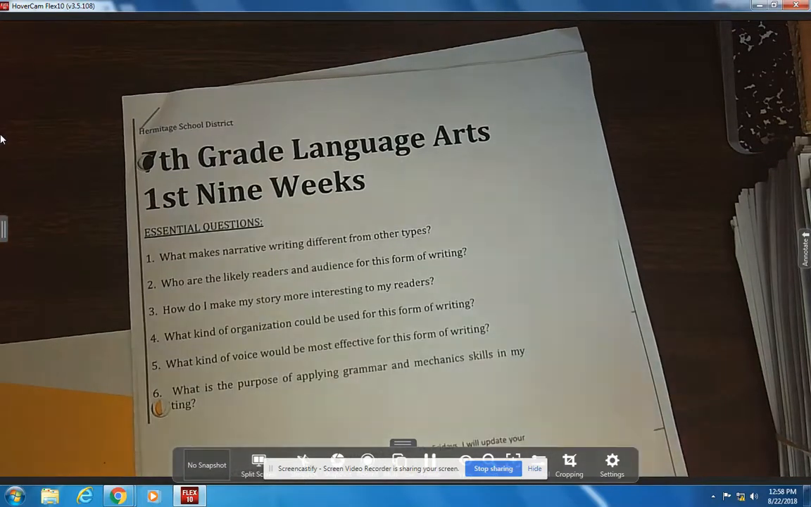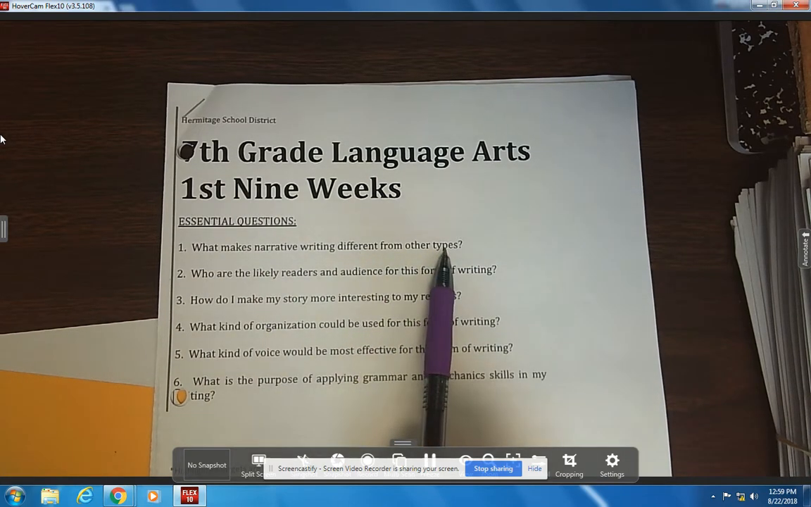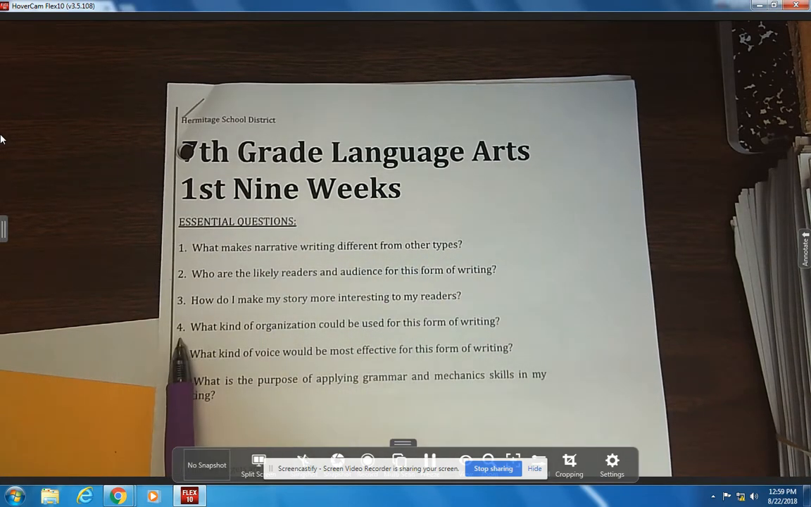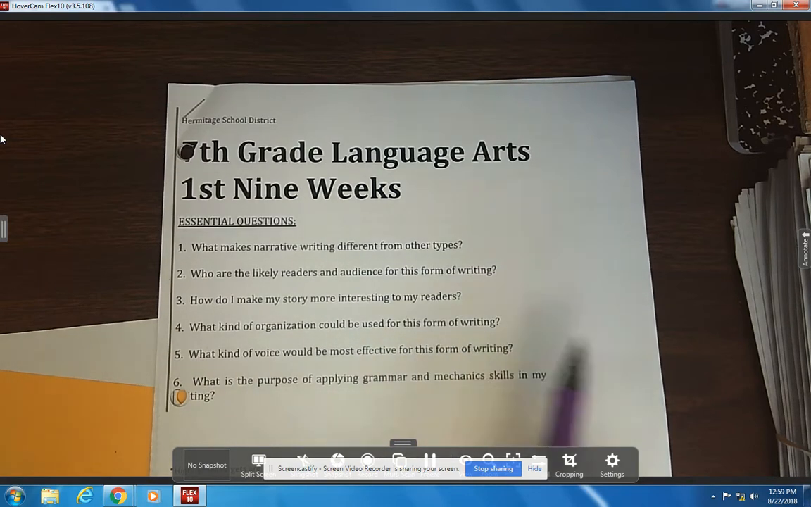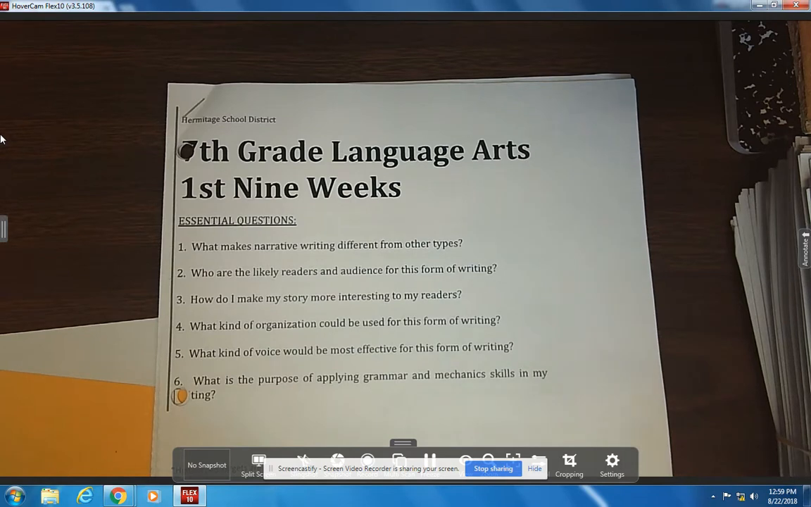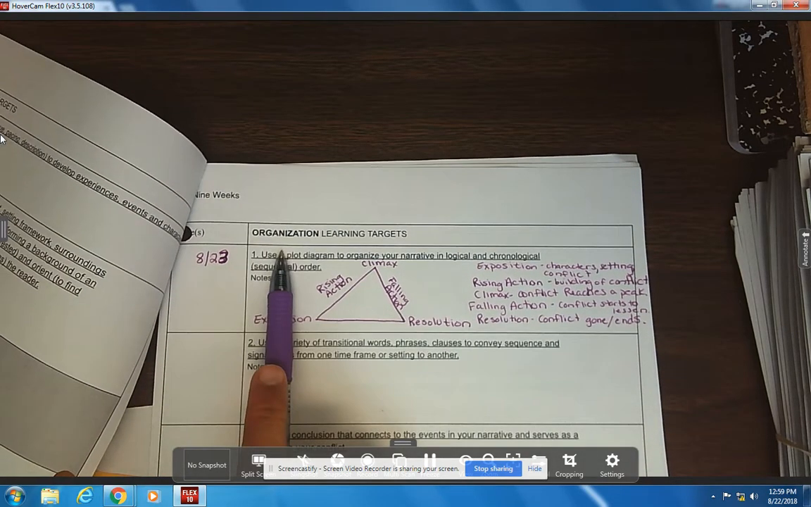Good morning. Today is the first mini lesson that's going to tie directly into our learning targets. For this mini lesson, we're focusing in on the essential question of what makes narrative writing different from other types. And number 4, what kind of organization can be used in this form of writing? We're going to look in our learning target packet at the page for organizational learning targets.